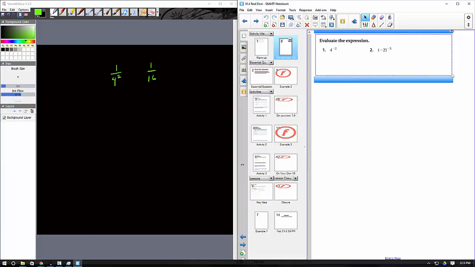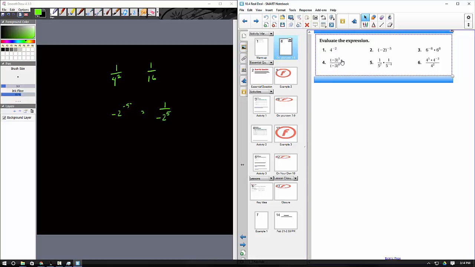This would be negative 2 to the negative 5th power. And I can rewrite this as 1 over negative 2 to the 5th power. They mean exactly the same thing. This one here would be 6 to the negative 2nd power. So 1 over 6 to the 2nd power.